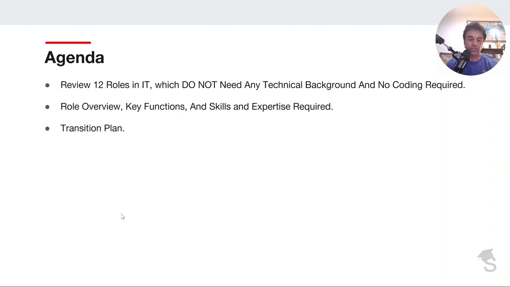So the agenda is very simple. We'll take a look at 12 roles in the IT domain that do not need any technical background and have zero coding involved. Next, we'll see what each role is, the key functions, and the skills required. And finally, we'll talk about the transition plan, meaning how you can get into any of these 12 roles.